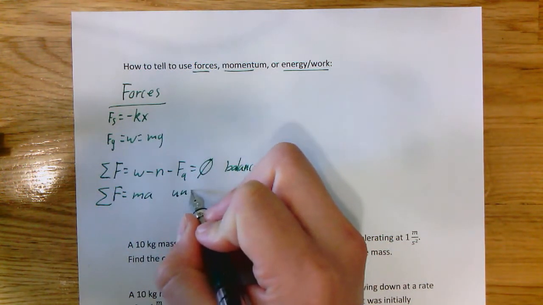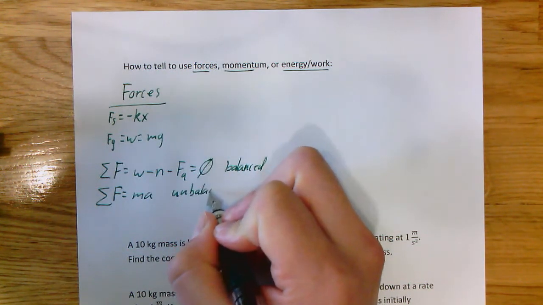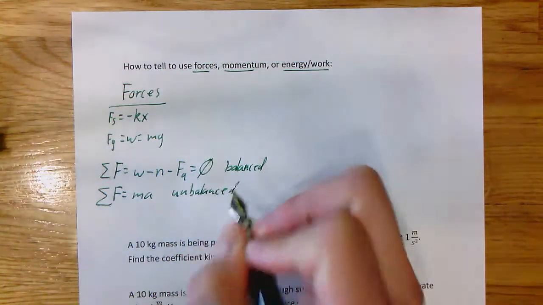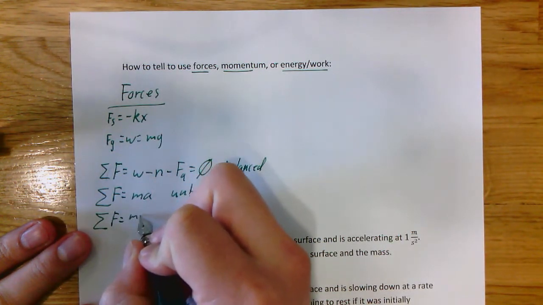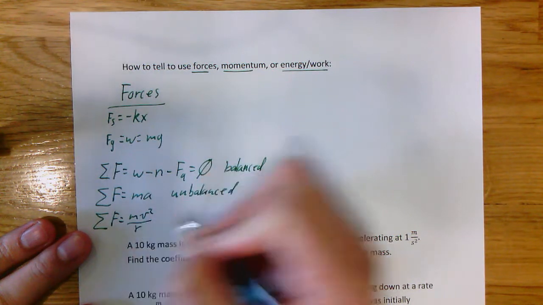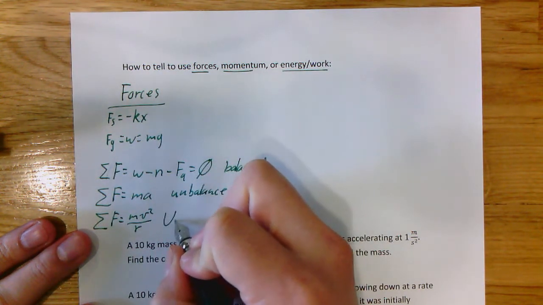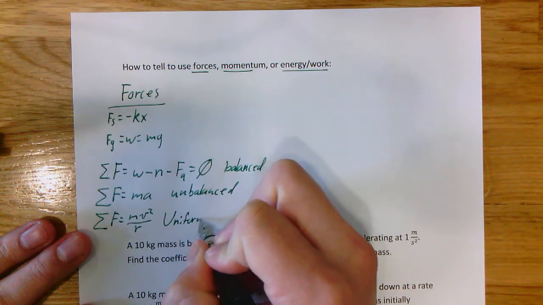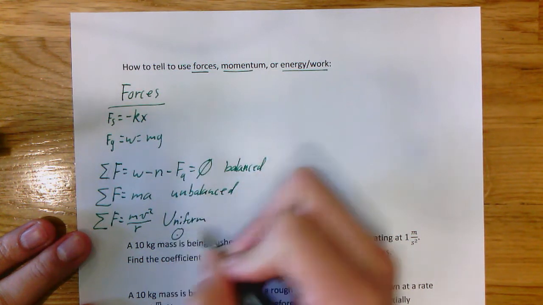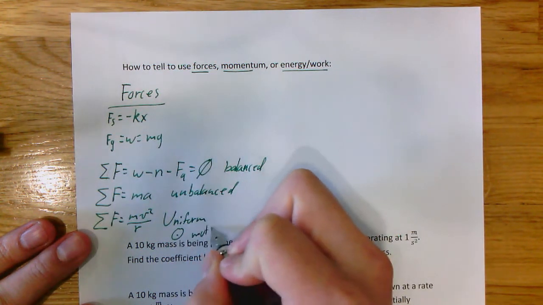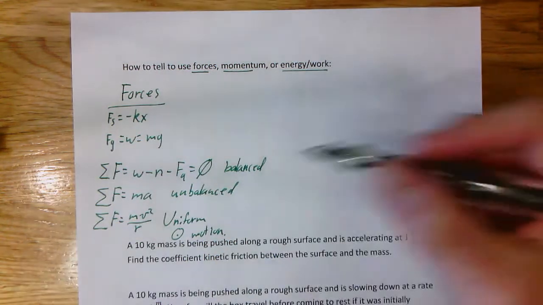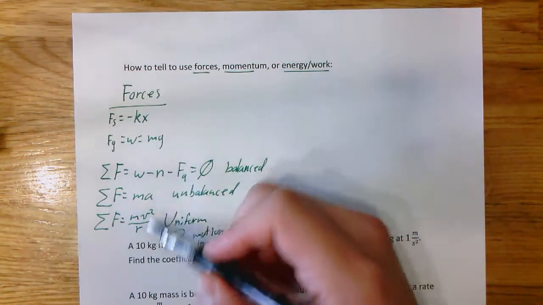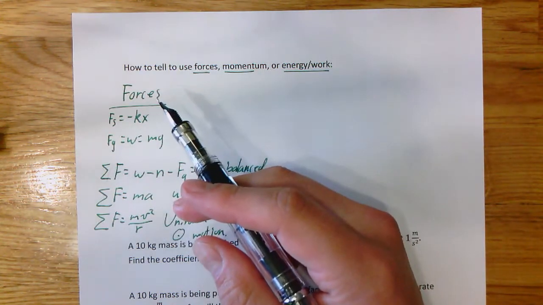This is unbalanced. And then there's one more that it could equal. It's mv squared over r. This is uniform circular motion. Okay, that means something's spinning in a circle at a constant speed. These are the big tools you're using for forces, right?